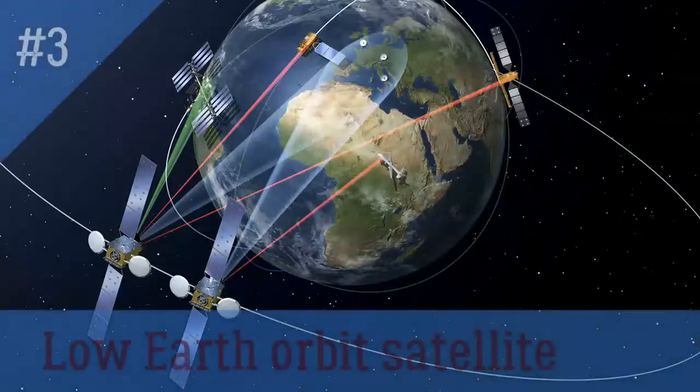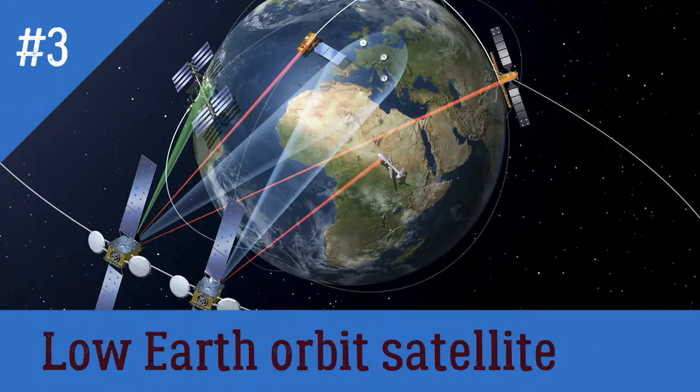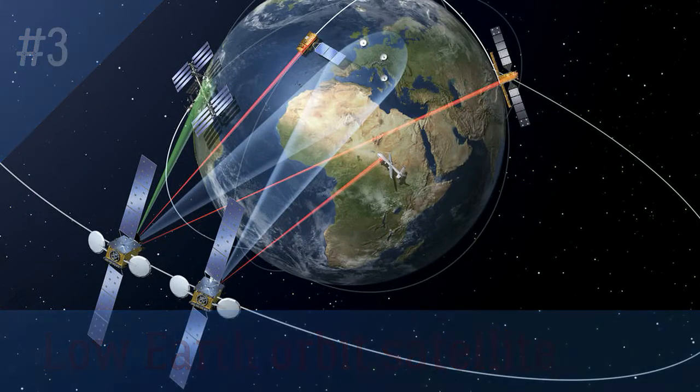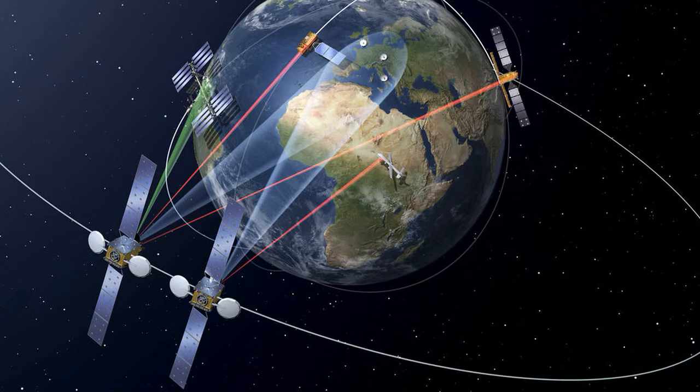Number 3, Low Earth Orbit Satellite. A low Earth orbit satellite is one whose orbit is within 1,200 kilometers of Earth's surface. A low Earth orbit is defined as an Earth-centered orbit which revolves around the Earth at least 11.25 times per day.